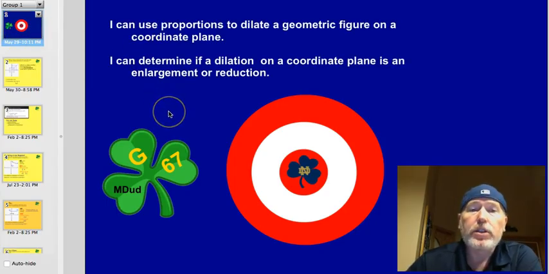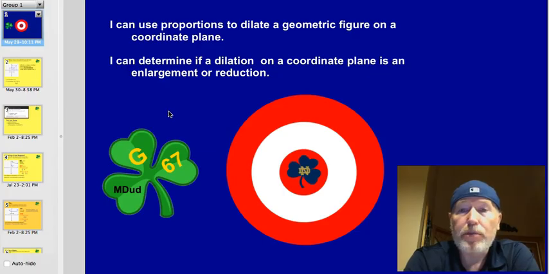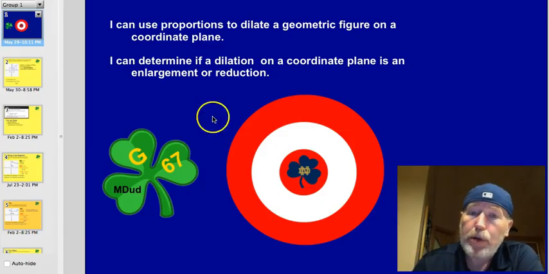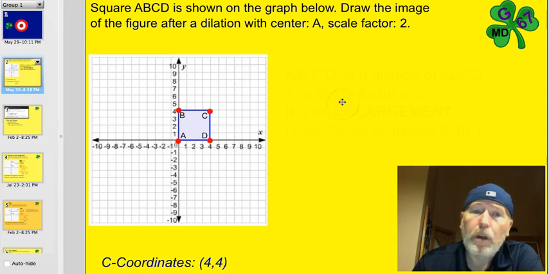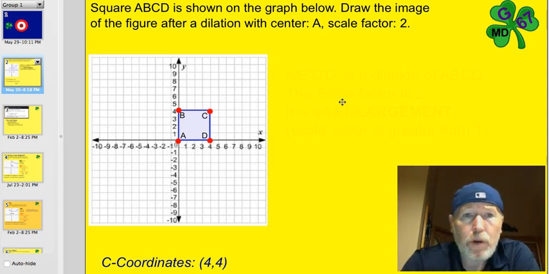Tonight officially our targets are: I can use proportions to dilate a geometric figure on a coordinate plane, and I can determine if a dilation on the coordinate plane is an enlargement or a reduction. Let's do this thing. Tonight, square ABCD is shown on the graph below. Draw the image of the figure after a dilation with center A and scale factor 2.